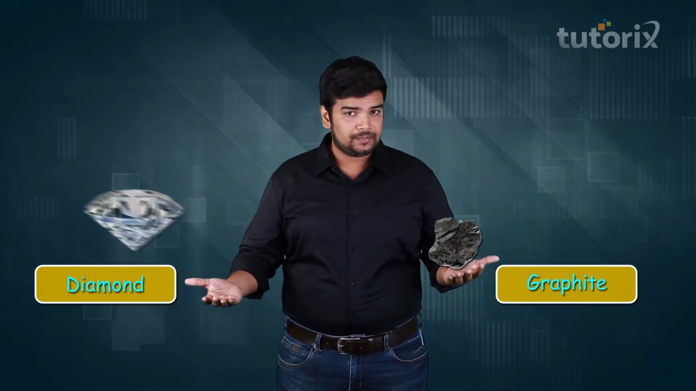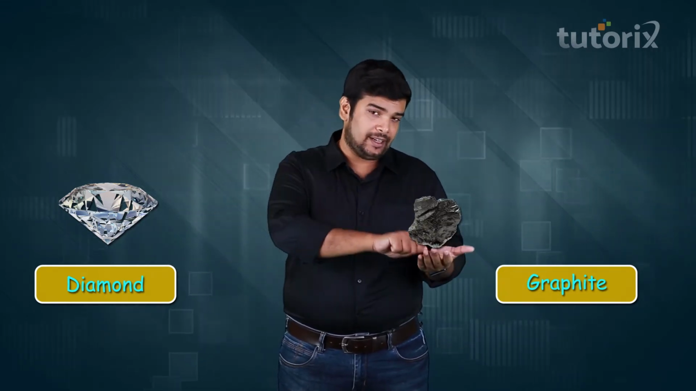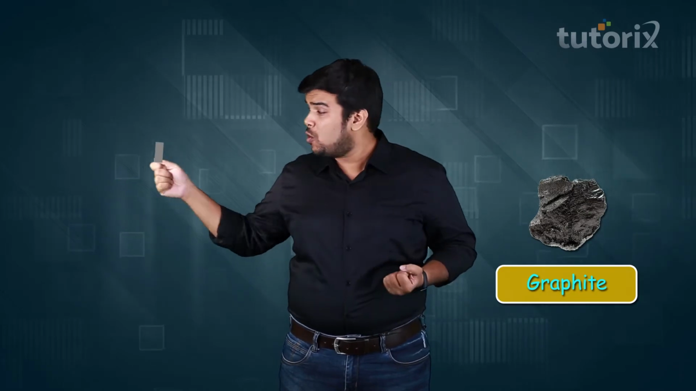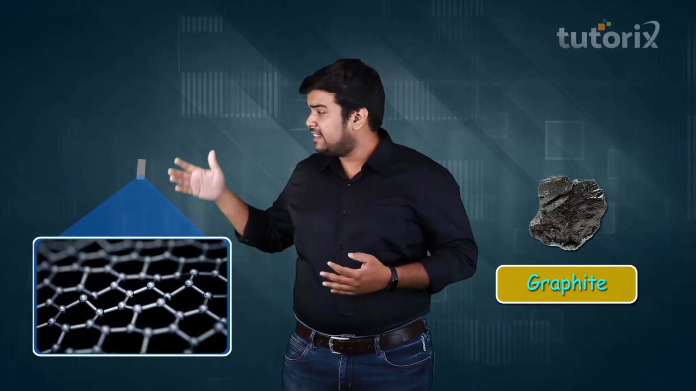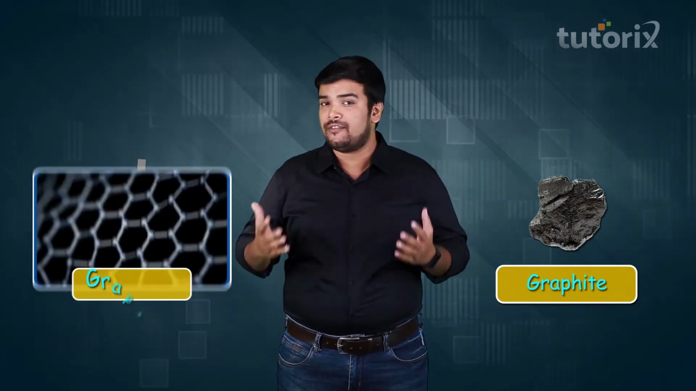Now, the next element is the most important element in all organic matter. In fact, the same element is present in diamond and graphite. And suppose I have a sellotape and I stick it to graphite, and then I ask you to zoom in, what you will see is sheets of atoms. And this sheet of atoms is called graphene.